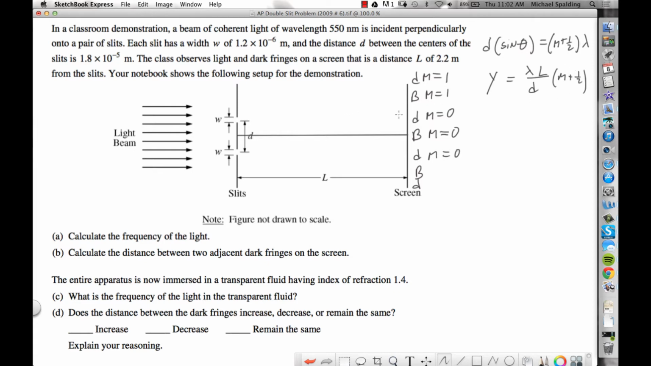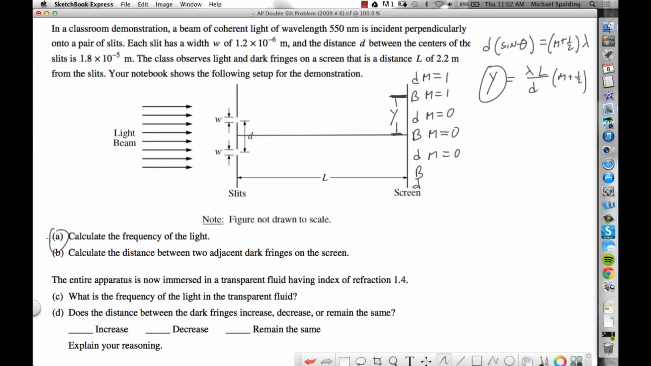Now, what's the y? This y value here is the distance off the center line. So say, for example, they want you to calculate where the first order bright is. So here's the first order bright right there. So that would be the y measured off this center line. You just plug into that equation. Okay, so let's do the problem now.